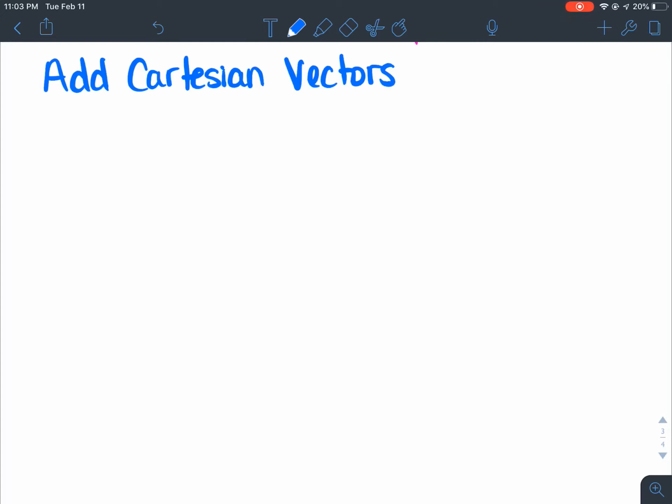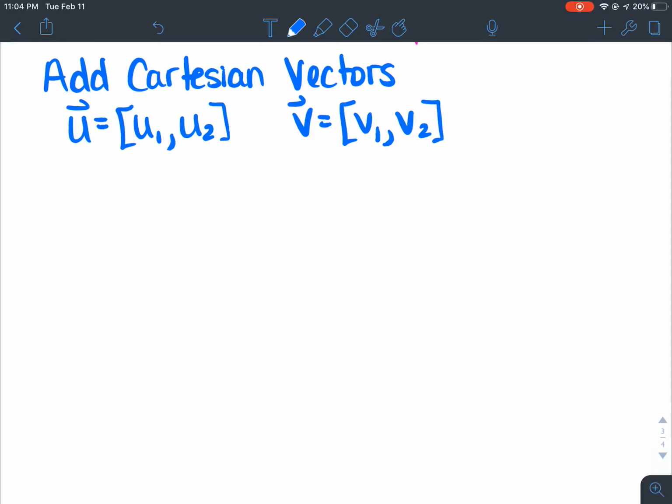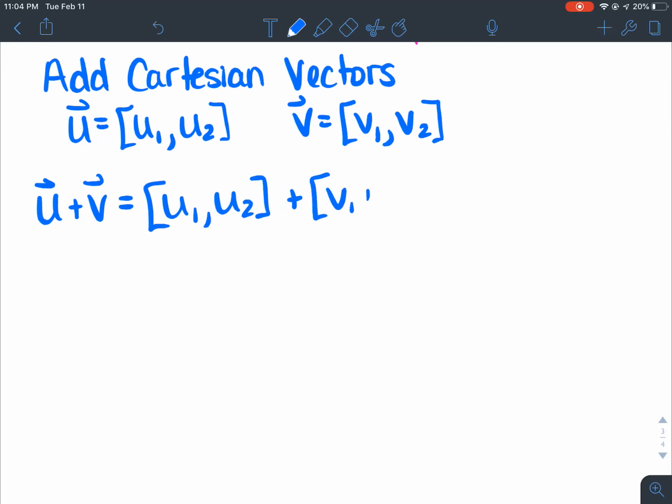adding Cartesian vectors. So if we want to add Cartesian vectors together, we just do it this way. Let's say we have vector U, and let's say we have U1 and U2 for the x and y coordinates. And then we have another vector V, and let's say we represent that as V1 and V2. If we wanted to add vector U plus vector V together, let me just write that out. So it'd be like adding vector U plus vector V, like that.